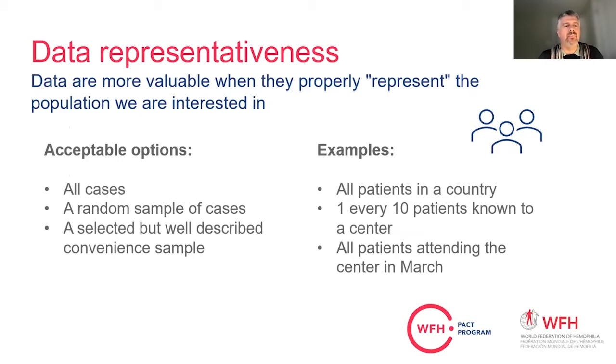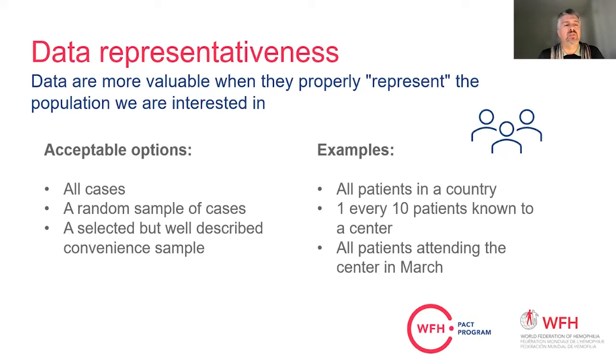If we want to learn about hemophilia treatment in one center or one country or worldwide, ideally, we want all cases. Otherwise, we have a distorted version. All cases, a random sample of cases, or if we can't get to a random sample, whatever convenient sample, whatever group of patients we can reach, but describing very well what we did and what we didn't.